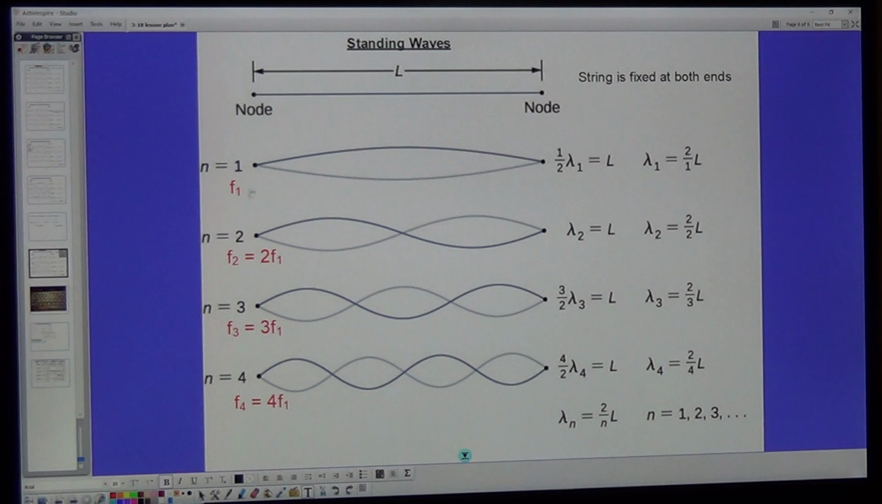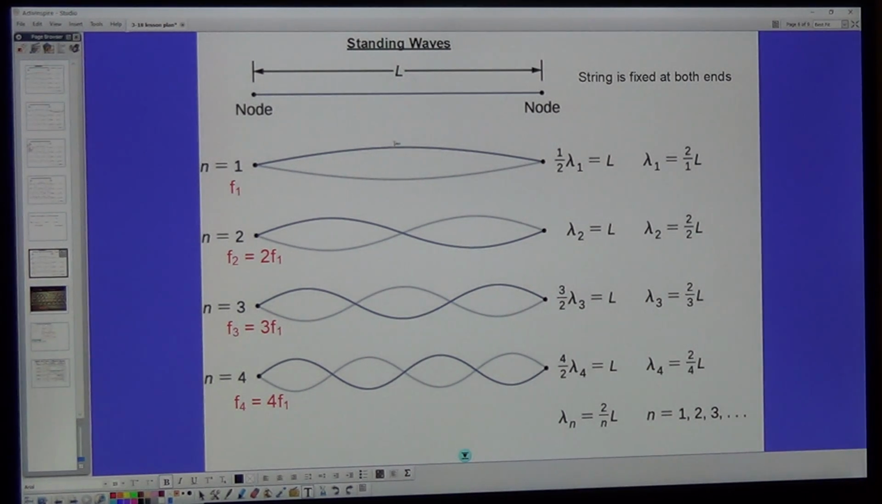If you want to find the second harmonic, the third harmonic, the fourth harmonic, it's really, really simple. All you have to do is take the very first harmonic frequency and multiply that by whichever harmonic you have. So the second harmonic would be twice the frequency of the first. The third harmonic would be 3 times the frequency.